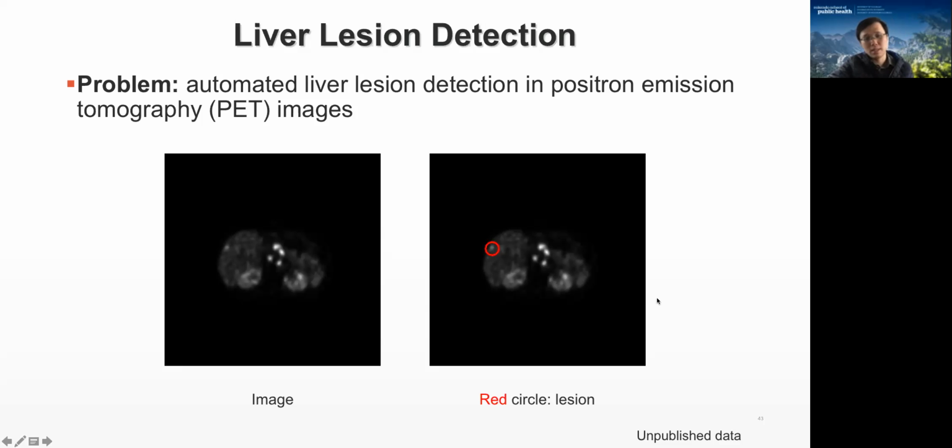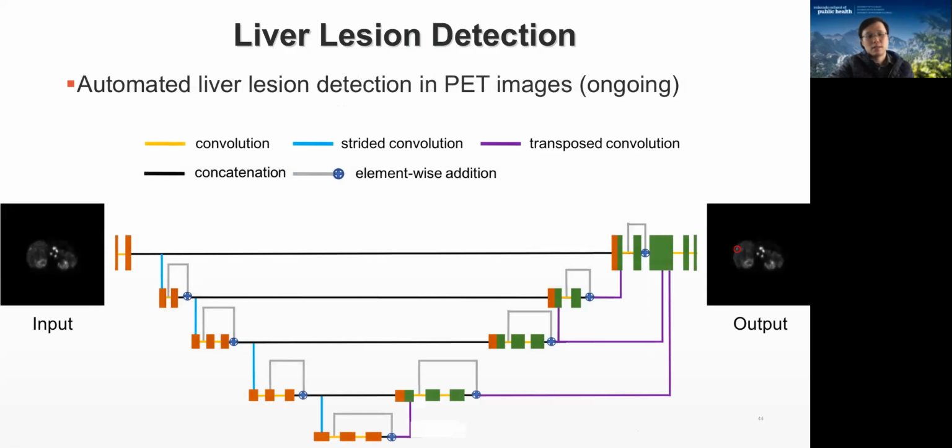And the original data sets are 3D. Here I just show one slice here. This project is ongoing, and we are still working on it. And this is the current architecture we are using right now. This architecture is based on 3D UNet.